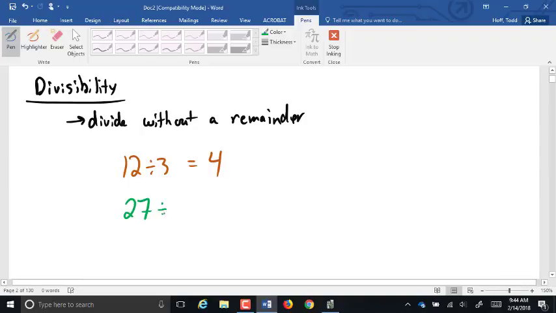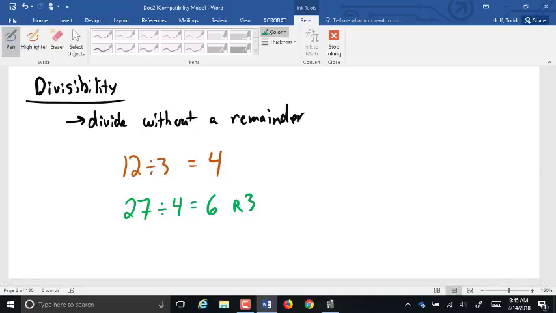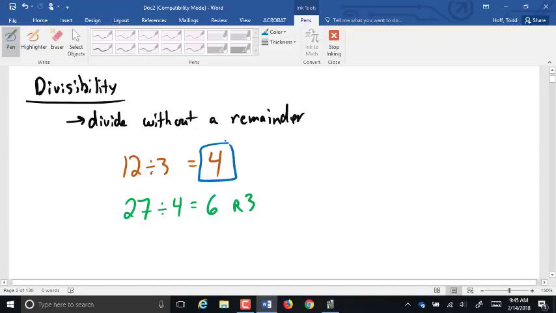27 is not divisible by 4 because if I divide 27 by 4, I get a 6 with a remainder of 3, or 6.75, or however you want to express it. So for divisibility, we have to get a result that is a whole number or integer with no fraction, decimal, or remainder.